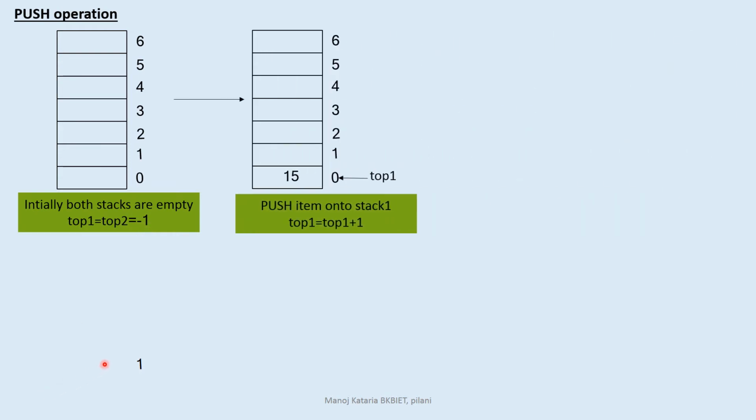Now suppose we are pushing the first element onto stack 1. So first of all, the pointer top 1 is incremented by 1. So from minus 1 it is now 0. That is, it is incremented by 1 and stack 1 starts from this index, that is 0. So after incrementing this pointer, then we add the item onto stack 1.